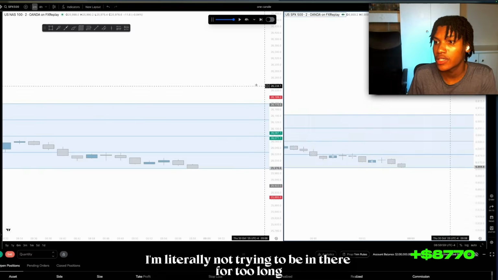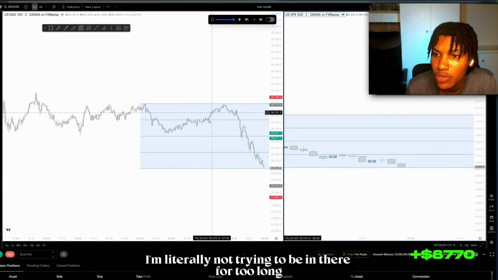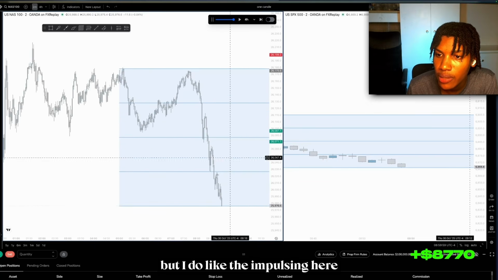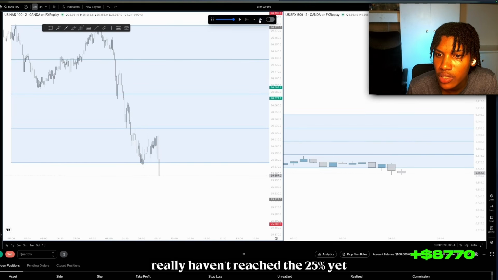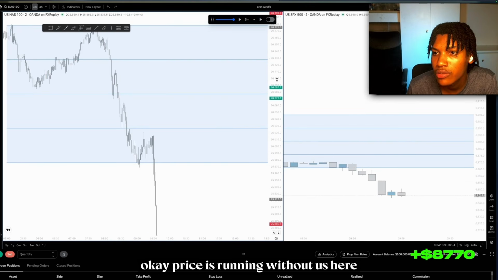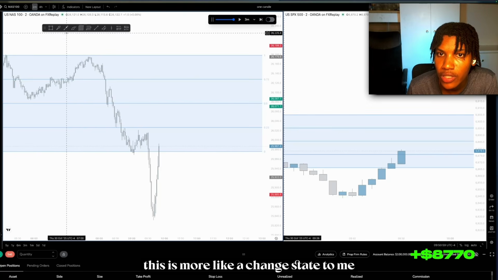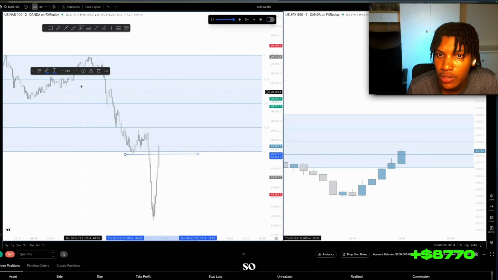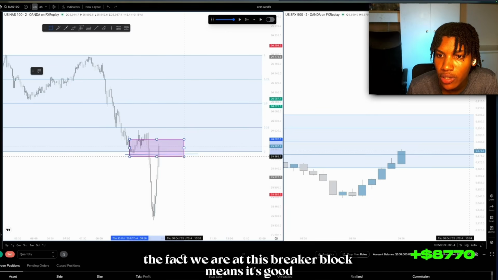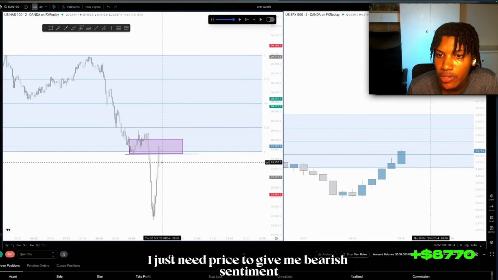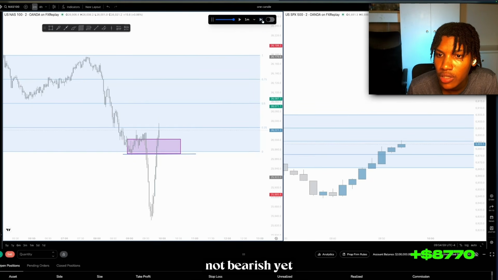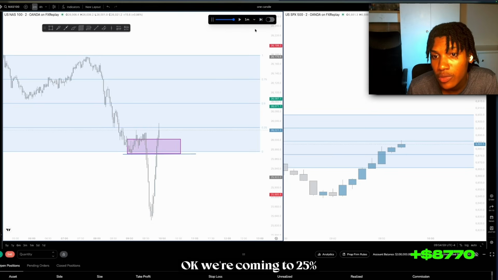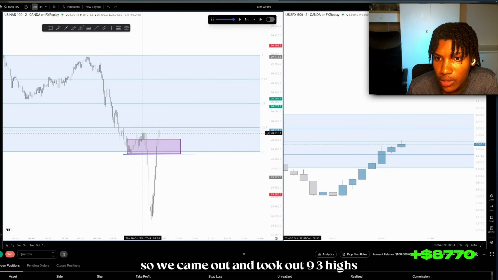2 minute. I'm literally not trying to be in there for too long, but I do like the impulsing. Okay, we really haven't reached the 25% yet. Okay, price is running without us. To be fair, this is more like a change state to me. So the fact we're at this breaker block means it's good. I just need price to give me bearish sentiment or just push out of here. So let's just wait for that. Okay, it's rejected, not bearish yet. Okay, coming to 25%. So we came out and took out the 9:30 highs.